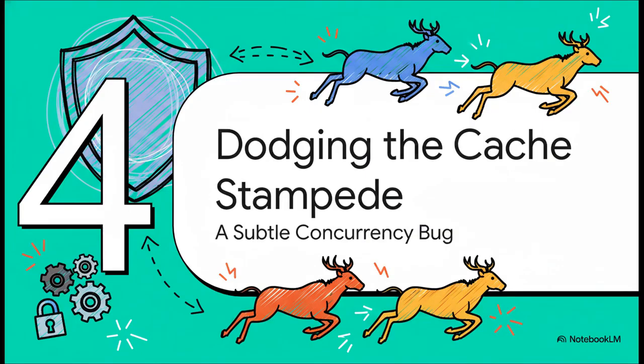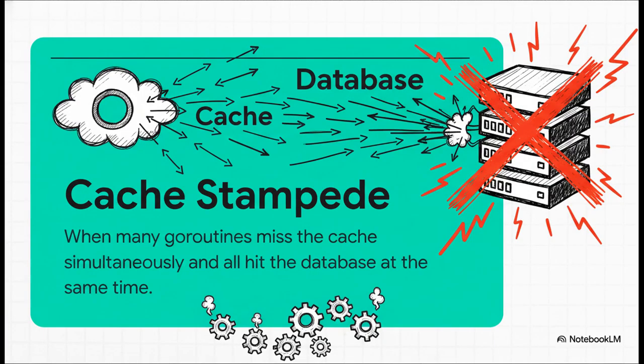But the benefits of sync.Map don't stop at just avoiding lock contention. Oh no, it has another really cool trick up its sleeve. And it helps solve a really subtle but incredibly dangerous bug that can bring entire systems down: the cache stampede. Just imagine this. Your cache is empty, and 1,000 users all request the exact same piece of data at the exact same millisecond. They all see the cache is empty, so all 1,000 of them just hammer your database at once. That is a cache stampede. And believe me, it can take your entire system offline.